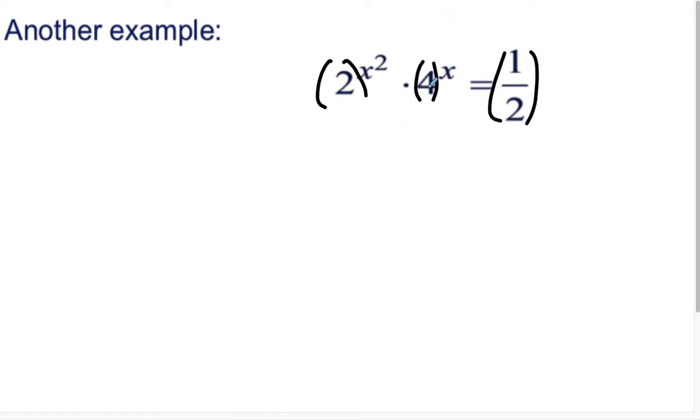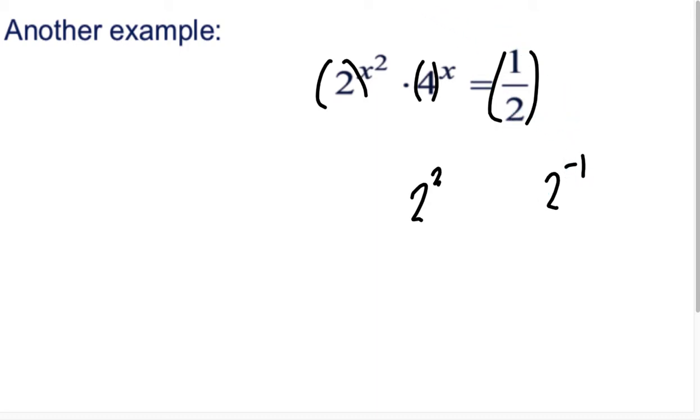Why? Because 4 can be changed into 2 to the power of 2. 1/2 can be changed into 2 to the power of negative 1. Okay, because remember, recall what that negative 1 or negative power does. It turns it into its reciprocal. So that's where I get it from.